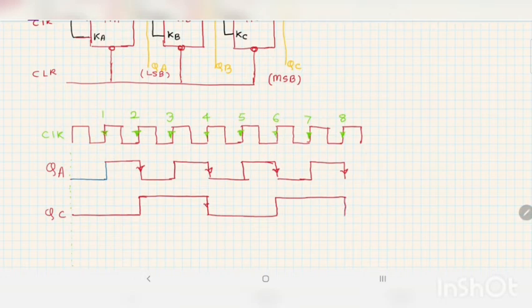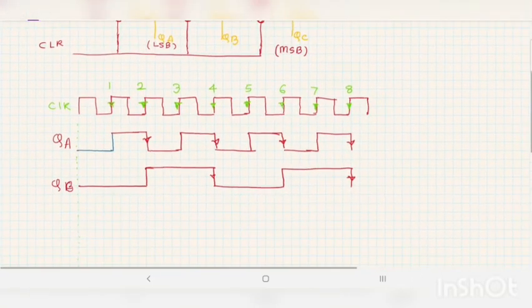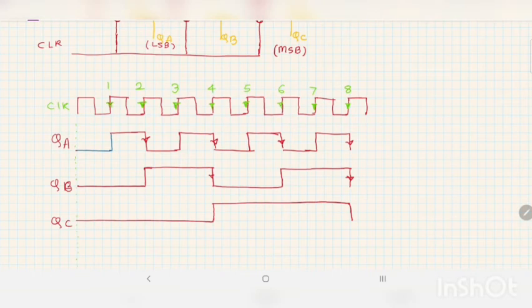Here the second output QB is applied as a clock for flip-flop C, means third flip-flop, and therefore initially QC is low up to 1 clock cycle, as QB acts as a clock for QC, and therefore during this whole cycle the output remains as it is.